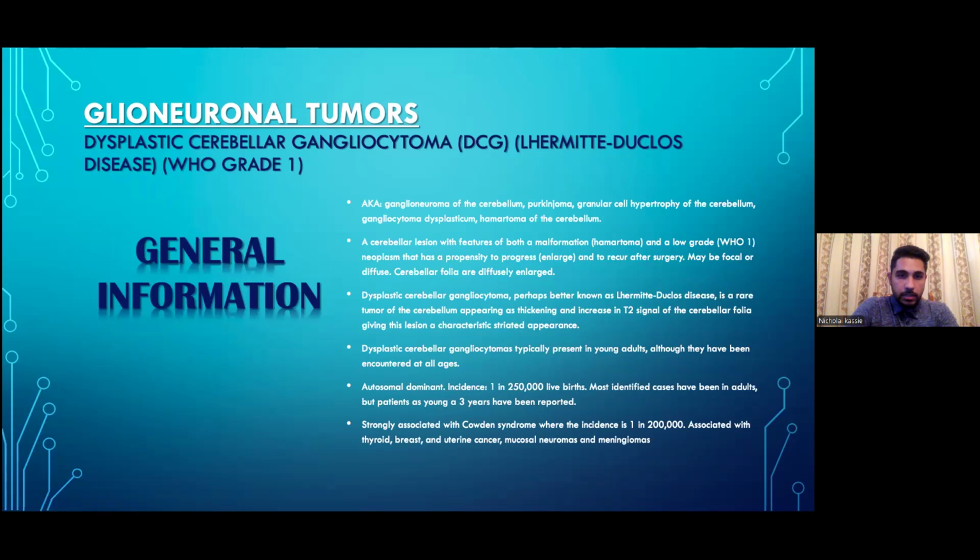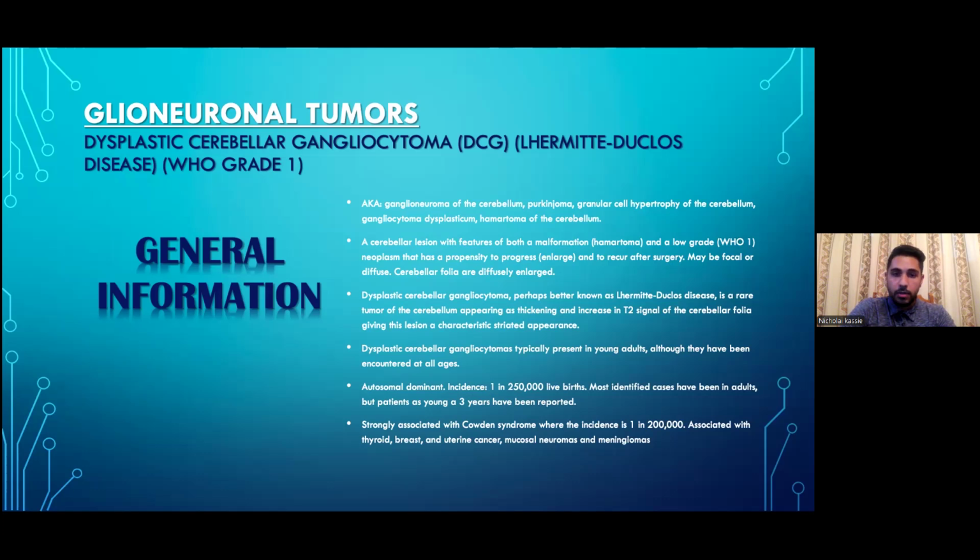Moving on to the next tumor will be dysplastic cerebellar gangliocytoma, a WHO grade 1 type tumor, also known as ganglioneuroma of the cerebellum, Purkinjoma, granular cell hypertrophy of the cerebellum, gangliocytoma dysplasticum, also hamartoma of the cerebellum. This type of tumor is a cerebellar lesion with features of both a malformation and a low-grade WHO grade 1 neoplasm that has a propensity to progress and recur after surgery.